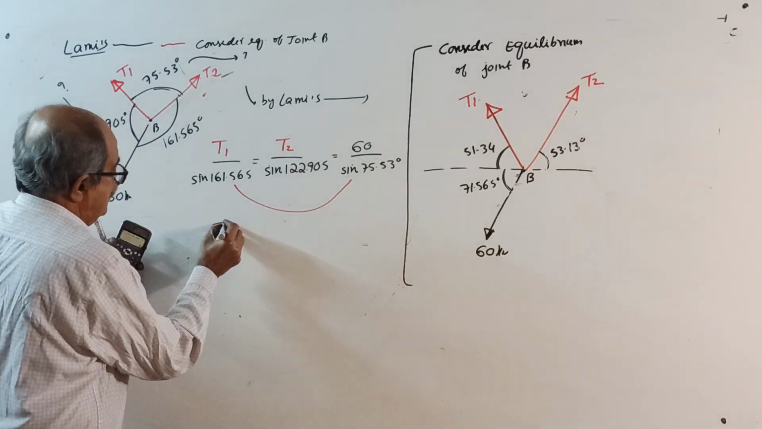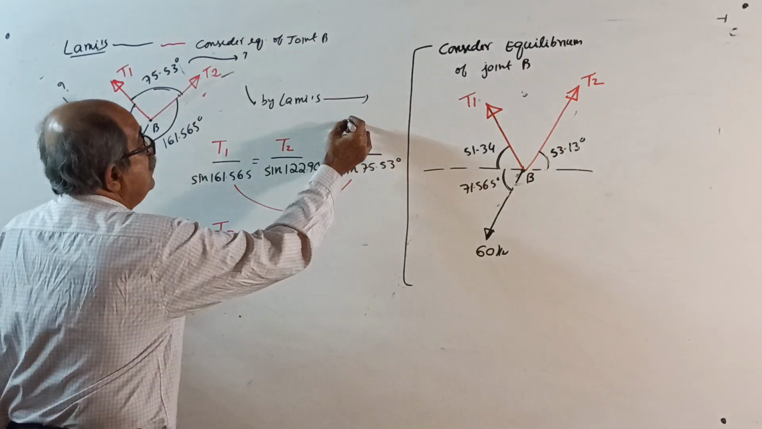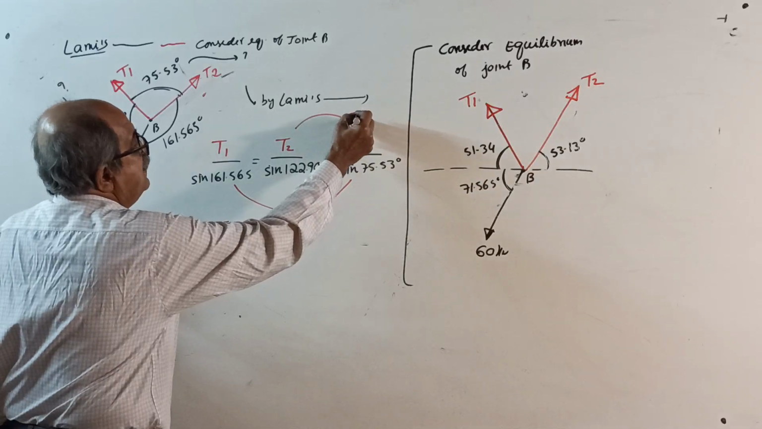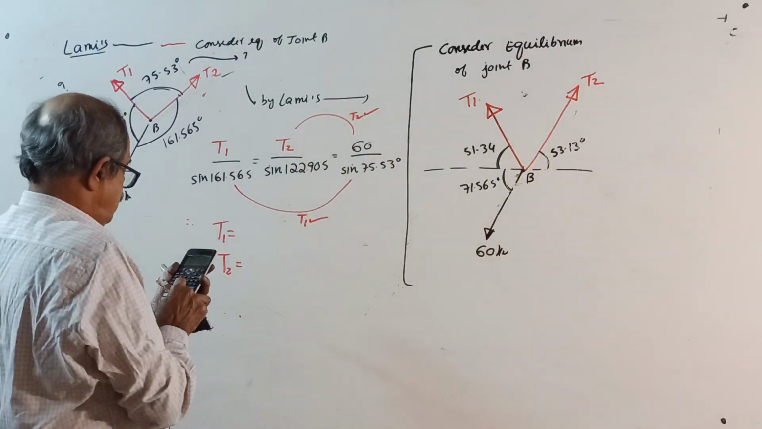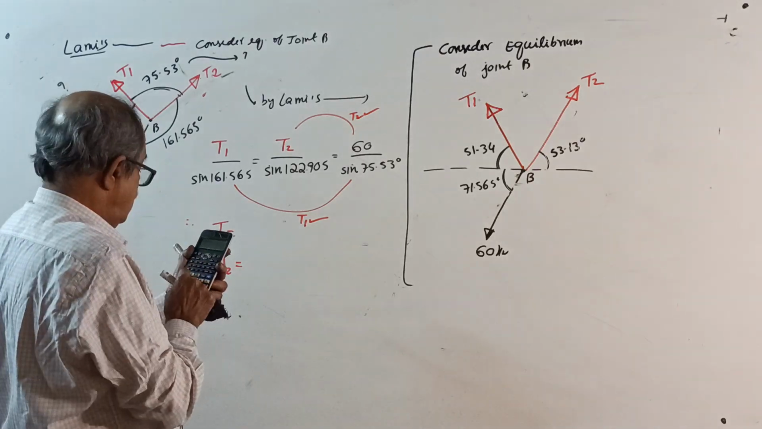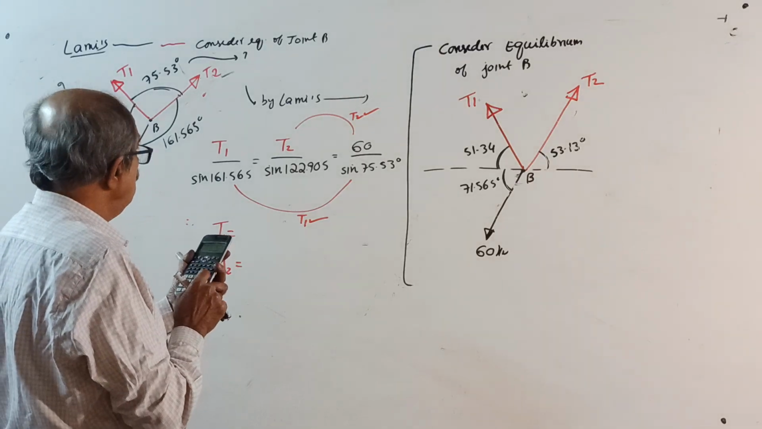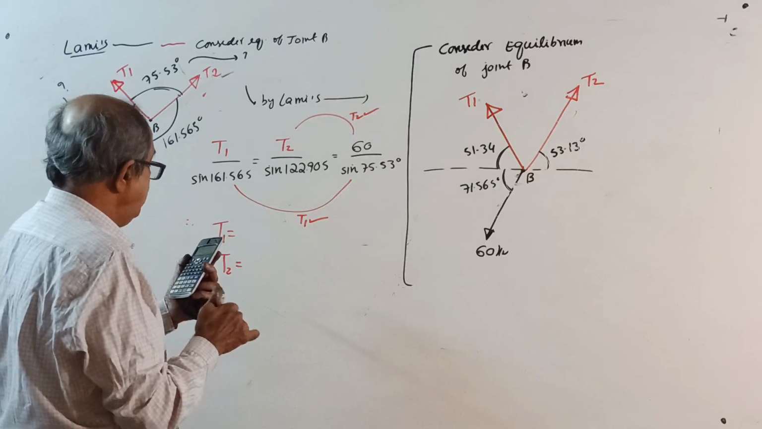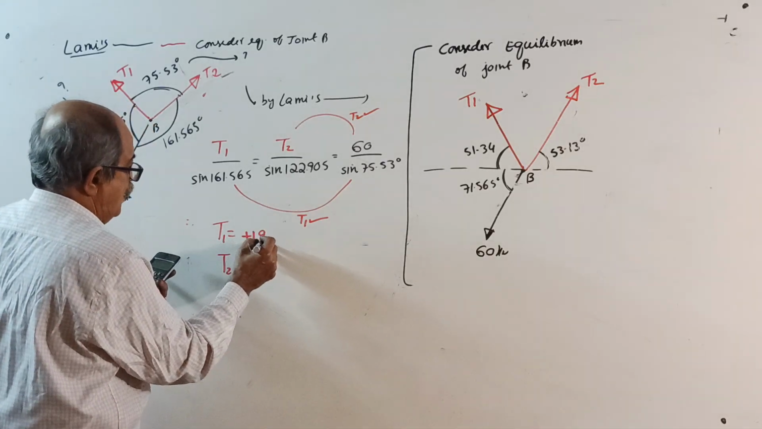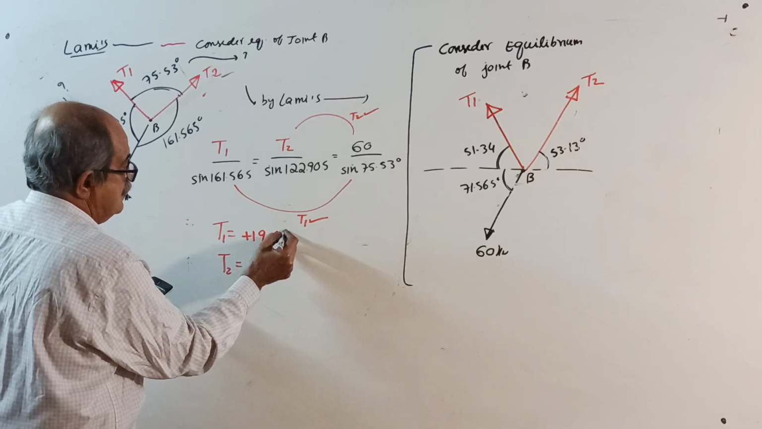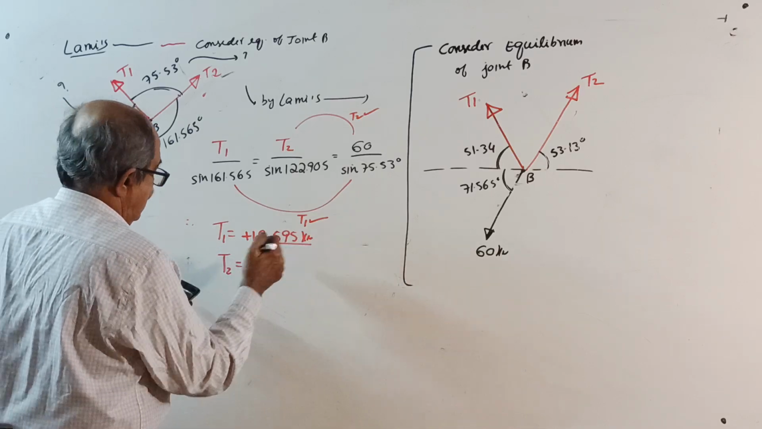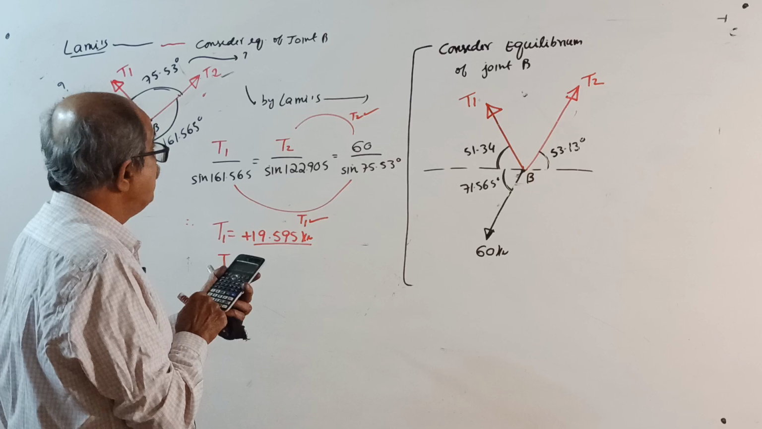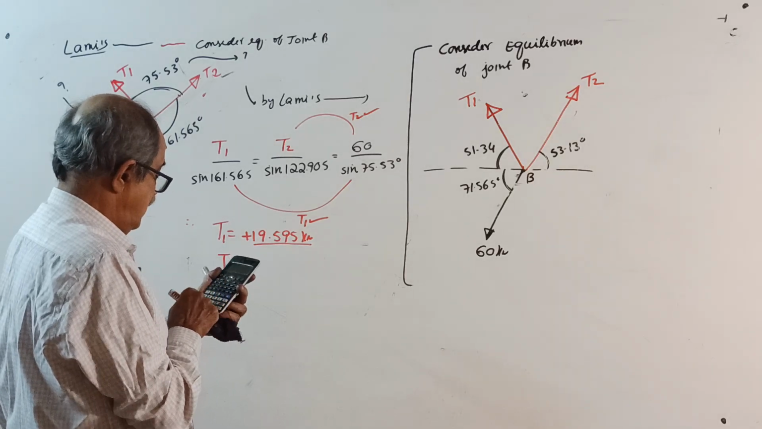Now solving. Use these two to get the value of T1, and using these two get T2. 60 divided by sine of 75.53 equals T1 divided by sine of 161.565. T1 is 19.595 kilonewton. And T2, 60 divided by sine of 75.53 equals T2 divided by sine of 122.905.